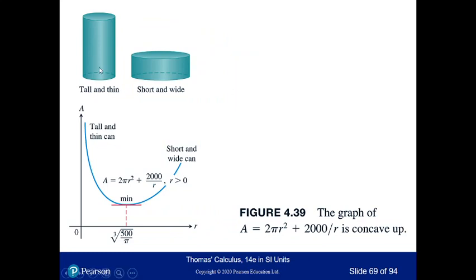So our 1-liter can could be like this, or it could be like this. It could be short and wide, or tall and thin. So we are going to see for which r, or for which h, doesn't matter, we are going to get the least material used.